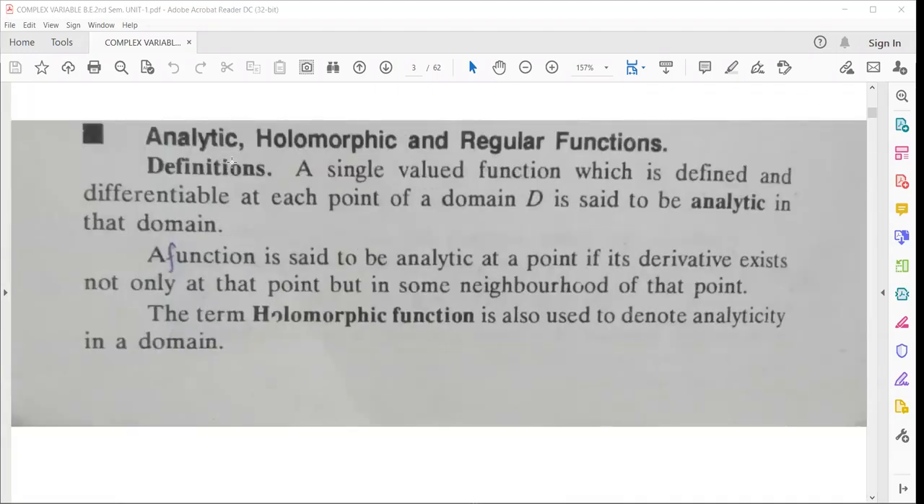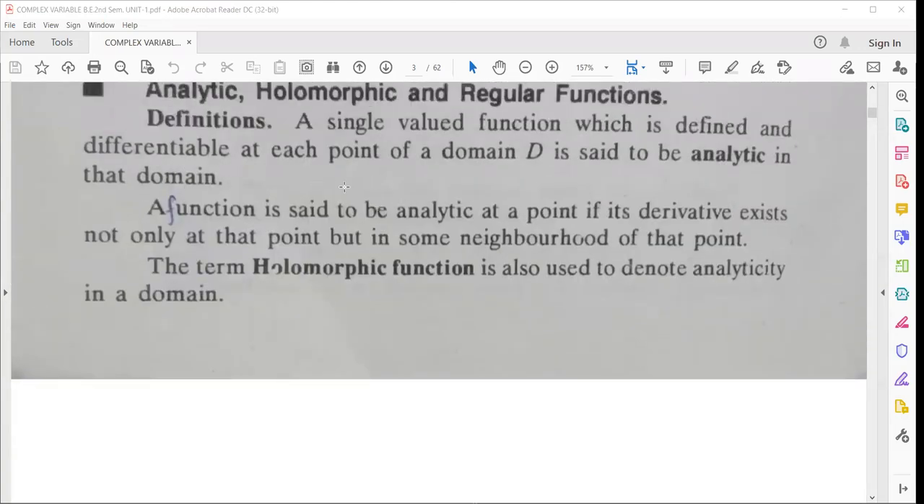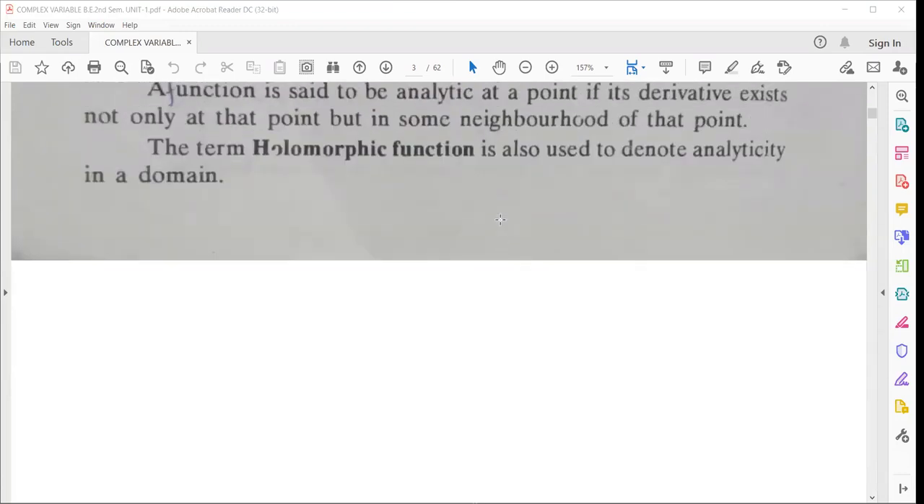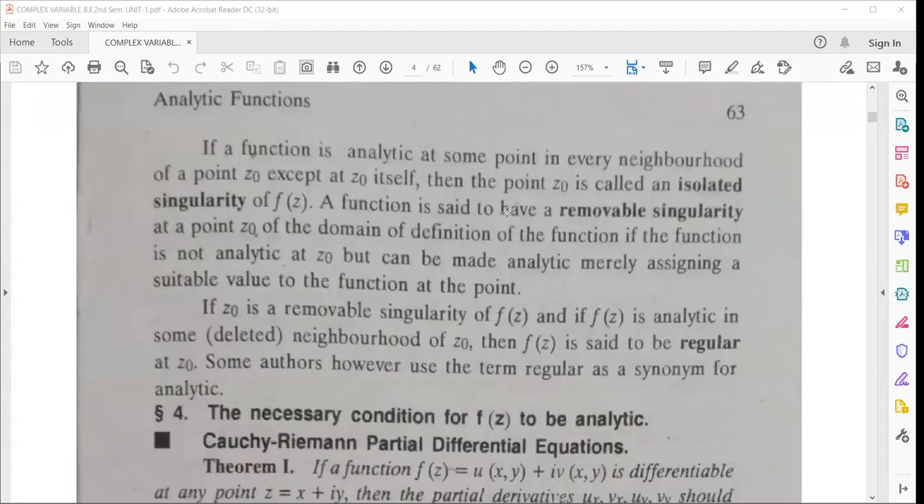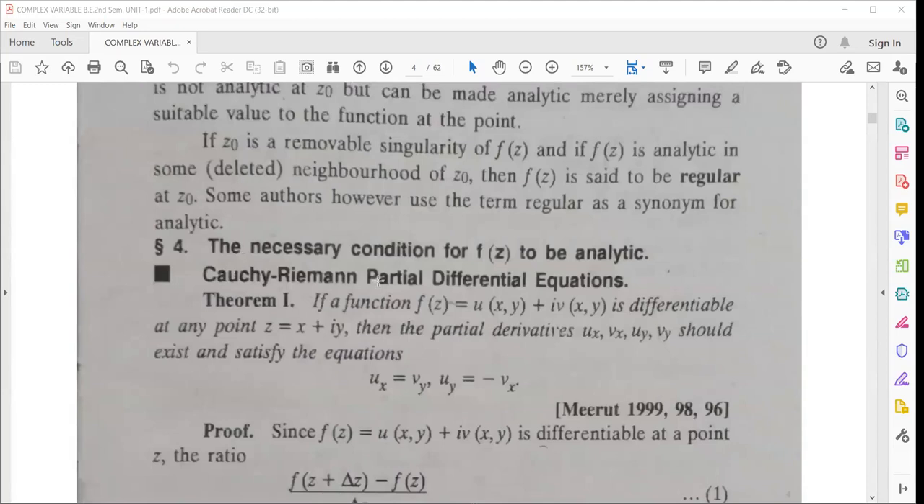So here I have already discussed what an analytic function is. The definition is given here. Remember this definition, because this may come in your exam also. What is an analytic function? What is a holomorphic function? From the next class I will discuss the Cauchy-Riemann equation, which is also called the necessary condition for f(z) to be analytic.